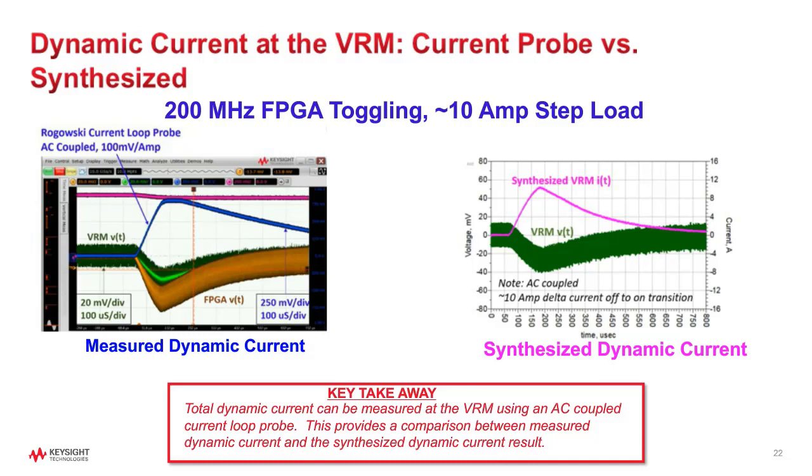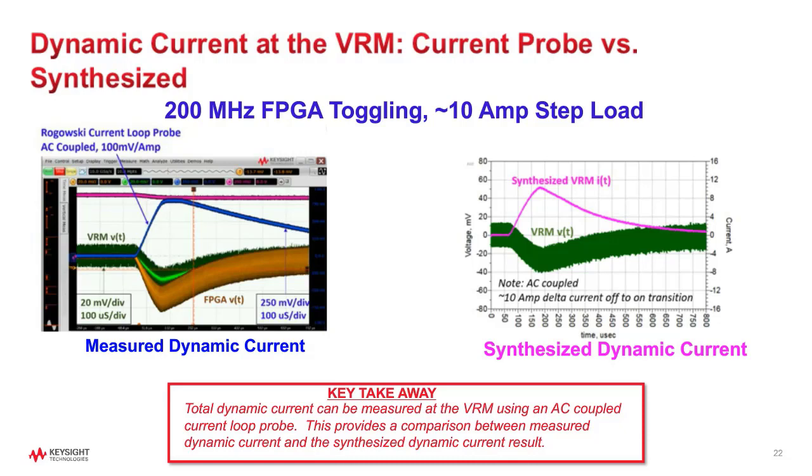The plot on the left shows the AC coupled oscilloscope measurement of the voltage at the VRM in green and the voltage at the FPGA in gold. The Rogowski probe tracks the rapid rise in current that causes a droop in the power rail voltages. The plot on the right shows the synthesized current in pink at the VRM with similar behavior.